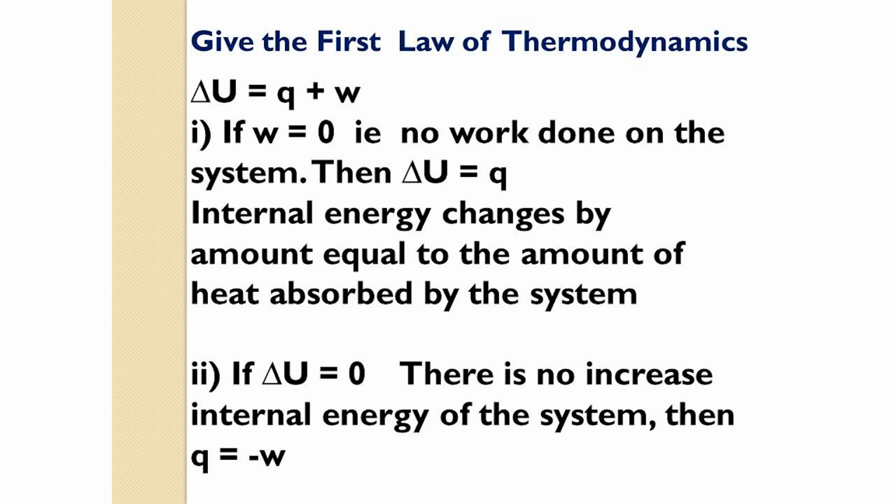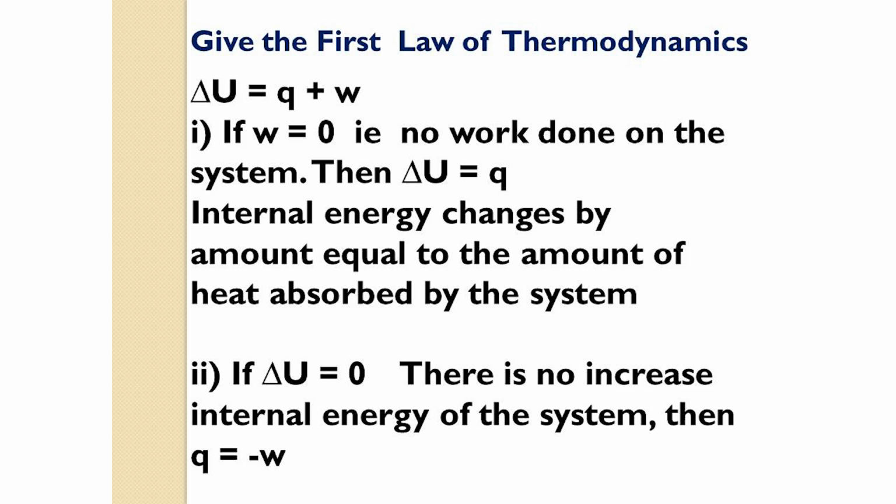From the first law of thermodynamics, delta U equal to Q plus W. If W equal to 0, what about the equation? Then delta U is equal to Q. That means the change in internal energy is equal to the amount of heat absorbed by the system if work done equal to 0.